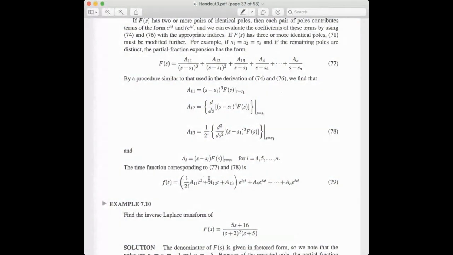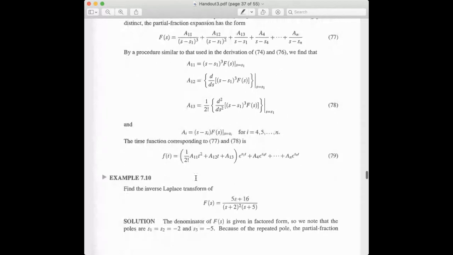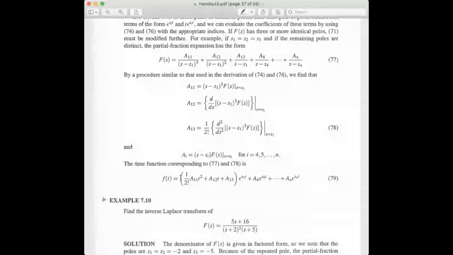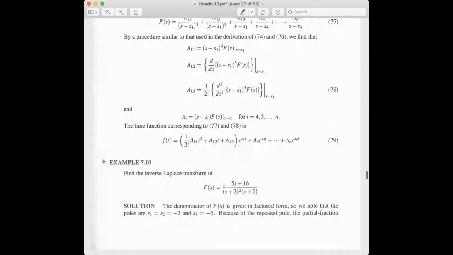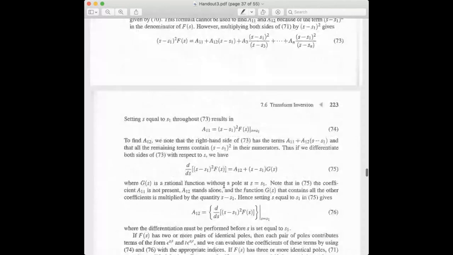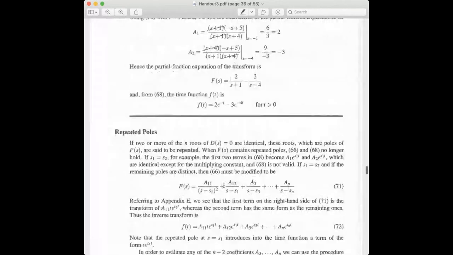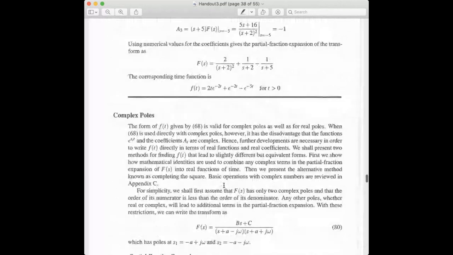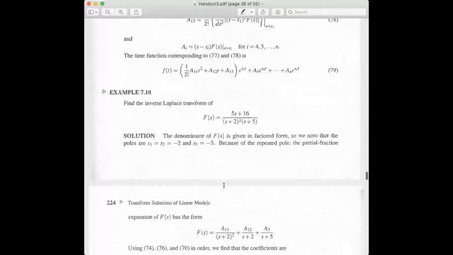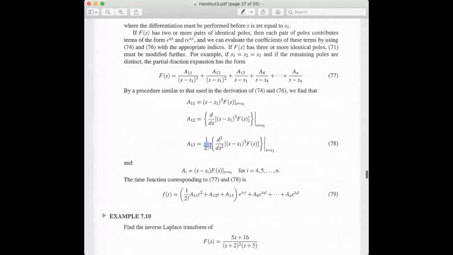The general formula is as follows. After the inverse Laplace transform, you will have something like this. There's a general formula somewhere in the handout, I believe. But even if it's not there, what I want you to look at is that you have to divide by the factorial and you keep going.